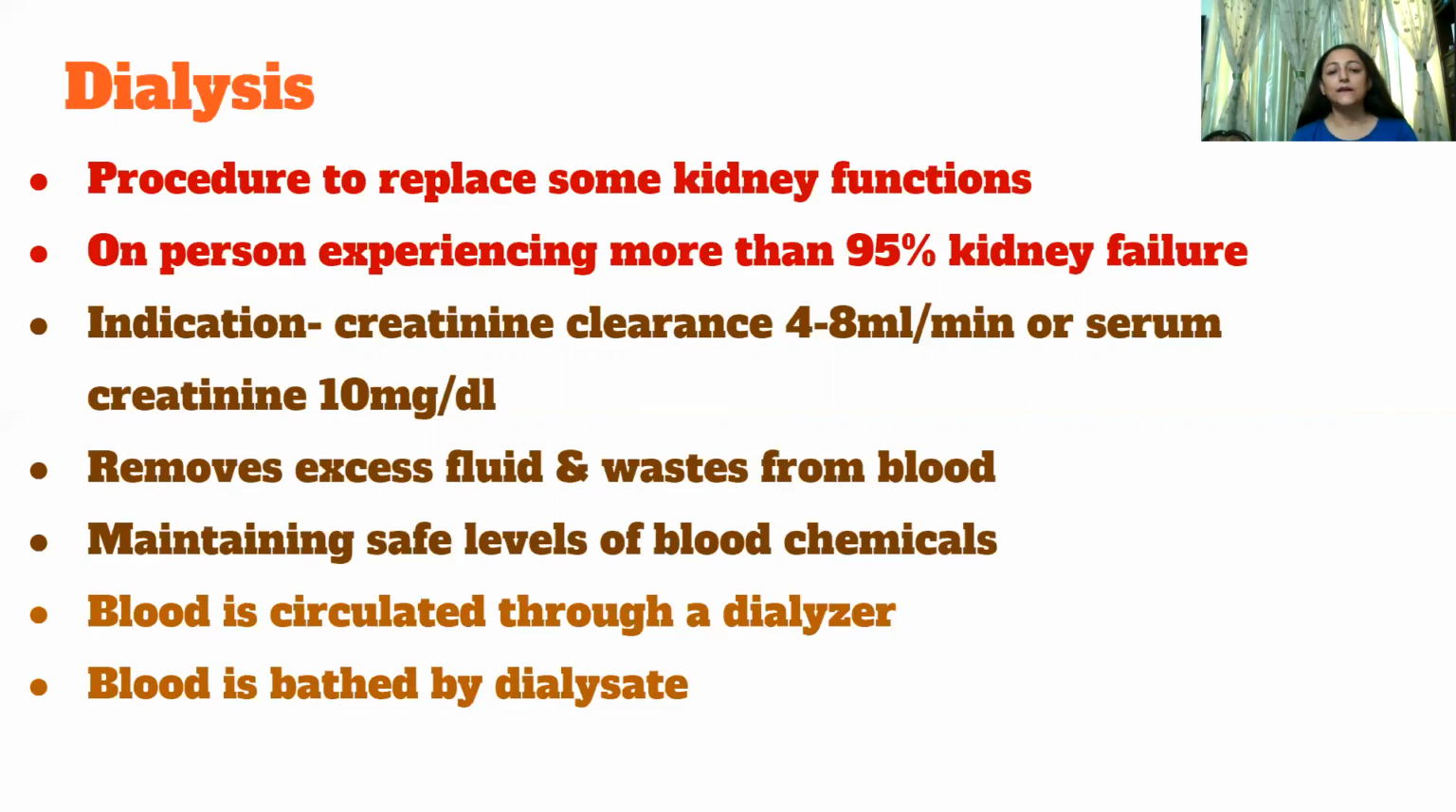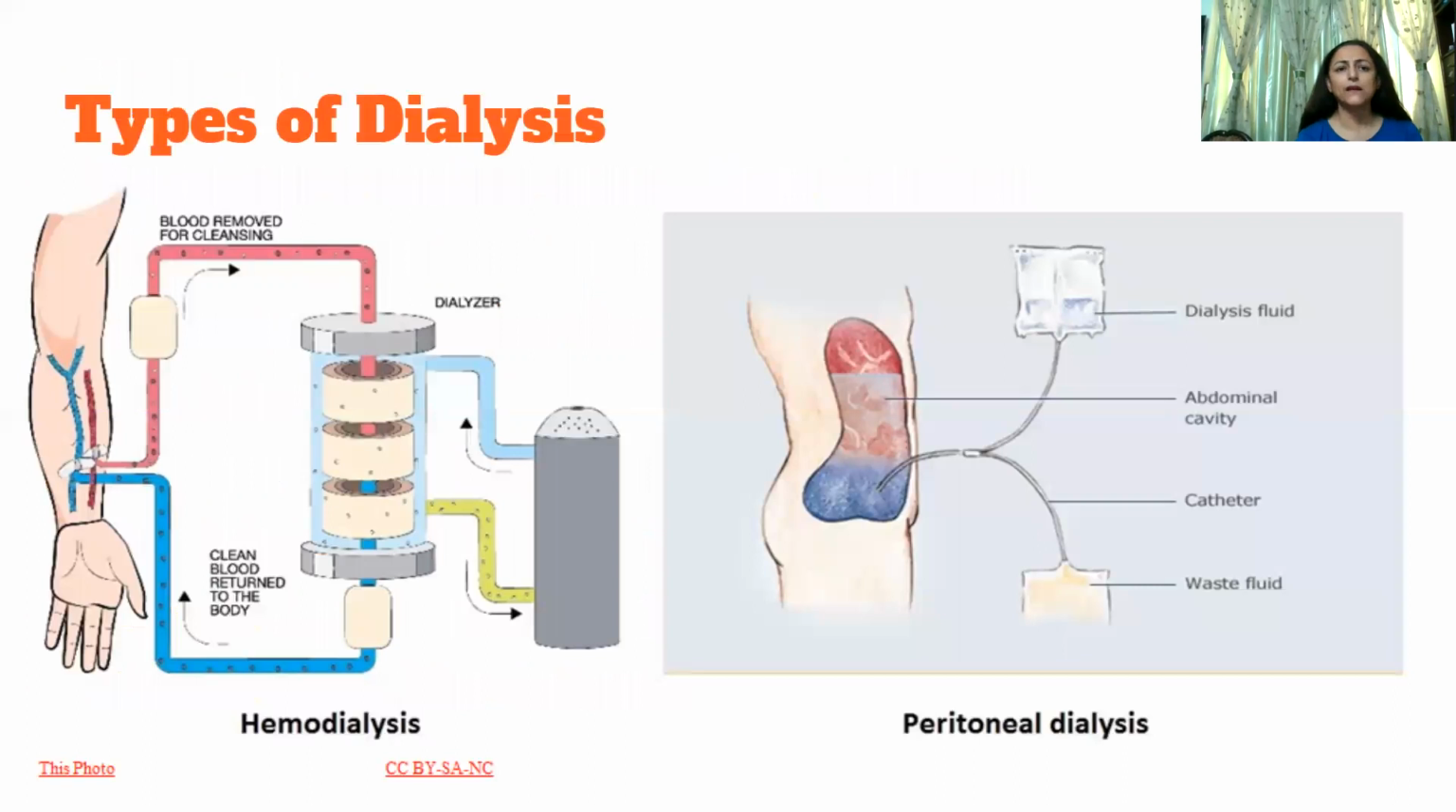And then how will it work? The blood is circulated through a dialyzer, and the blood is bathed by the dialysate. So how it will function, we'll see. So these are the different types of dialysis. Here we'll be discussing two types of dialysis. The first one is hemodialysis, and the other one is peritoneal dialysis.